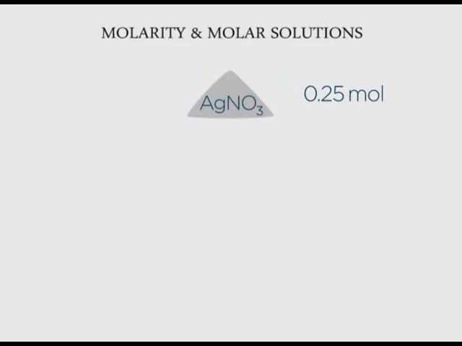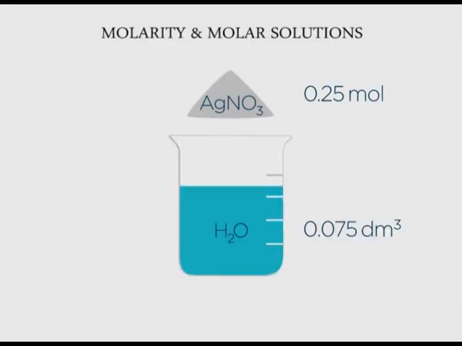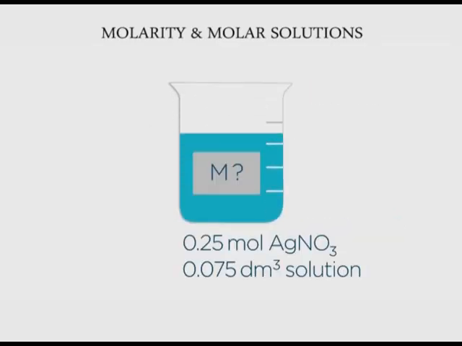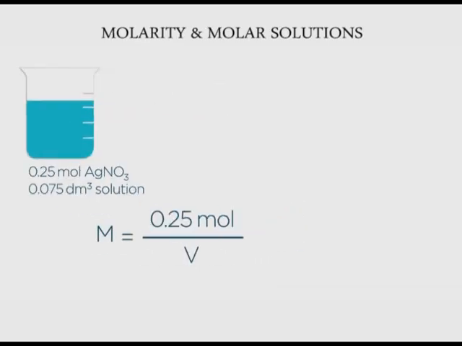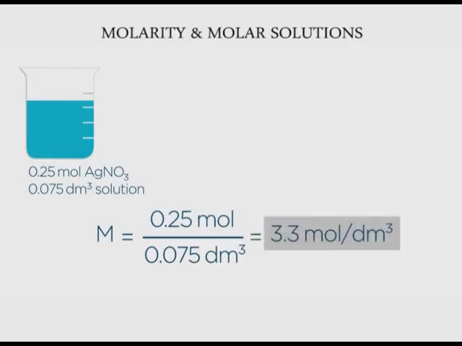Consider 0.2 moles of silver nitrate dissolved in 0.075 cubic decimeters of water. What is the molarity? Molarity will be given by 0.2 over 0.075, giving us 3.3 moles per decimeter cube. The units moles per decimeter cube is molar, and that is the molarity of the solution.